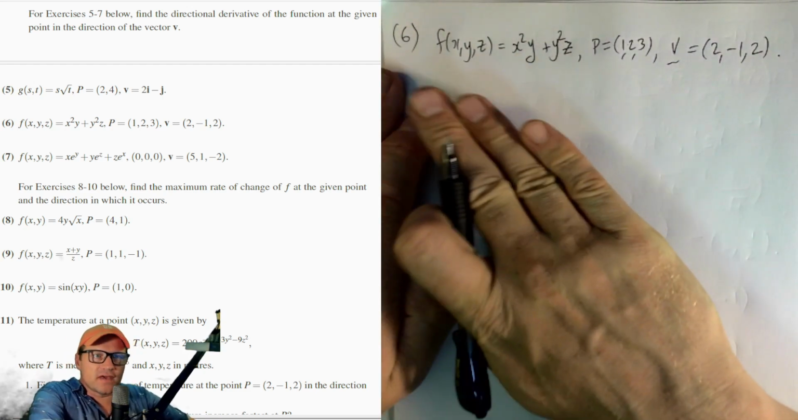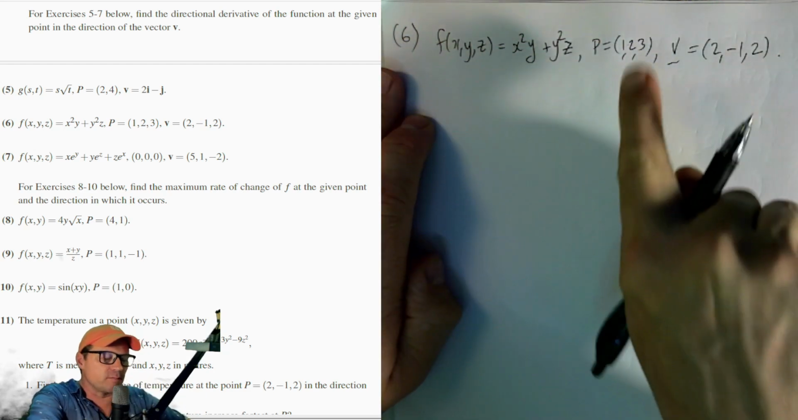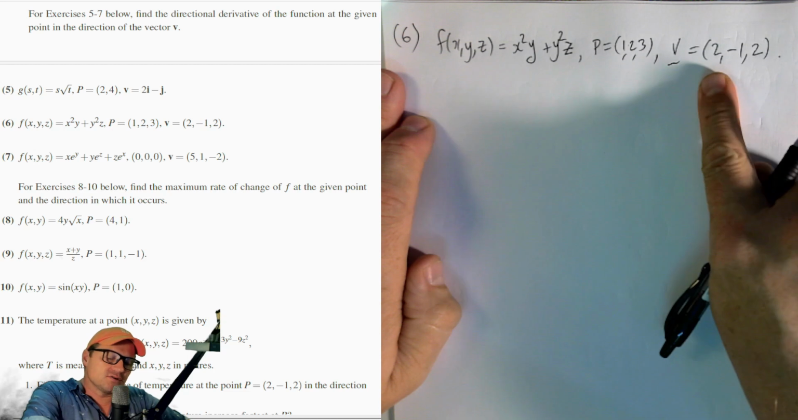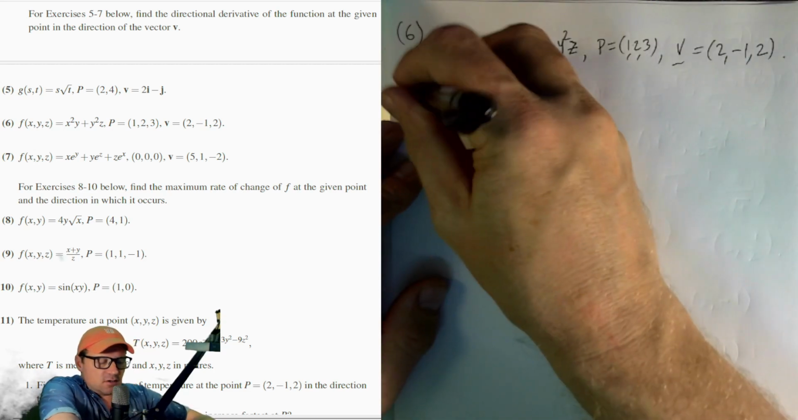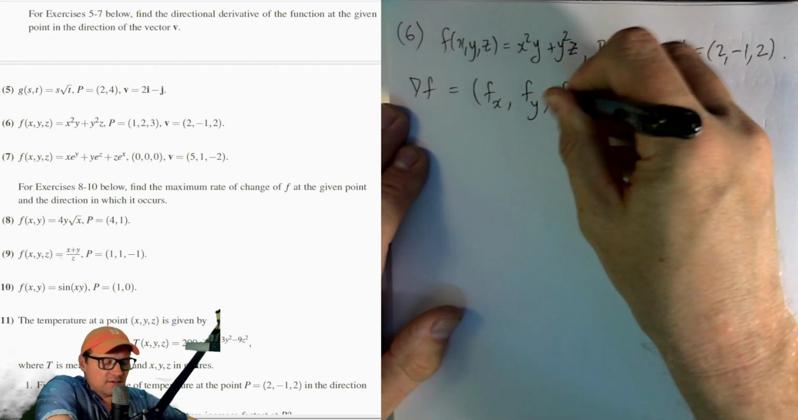Okay, so we have a function of x, y, and z: x squared y plus y squared z. We have a point P, which is 1, 2, 3. And then we have a vector v, which is 2, minus 1, 2. So let's begin with grad f. So we have fx, fy, fz.